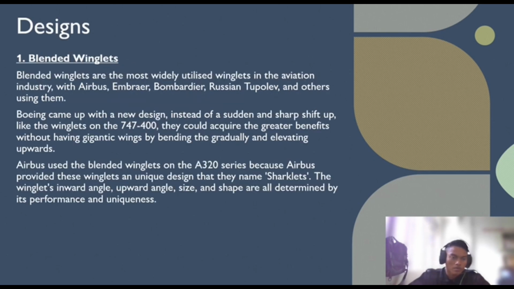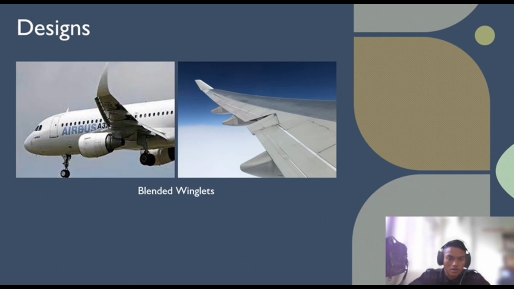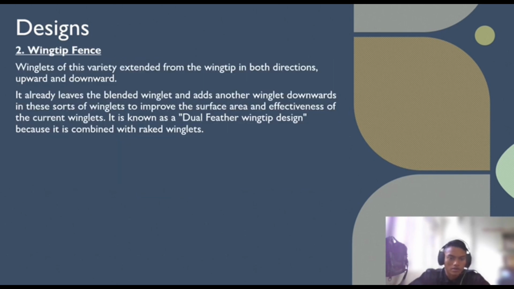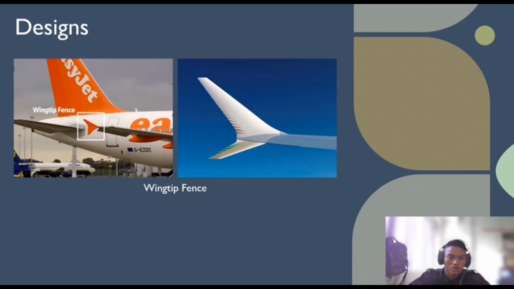Designs. Blended winglets. So we can see the figure of a blended winglet here. Second, wingtip fences. A winglet of this variety extends from the wingtip in both directions, outward and downward. So we can see outward and downward.